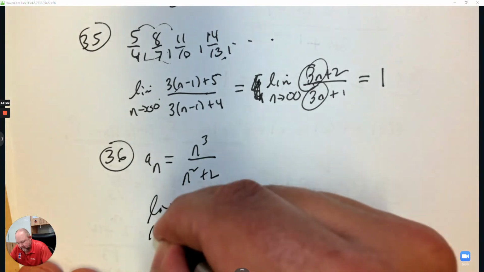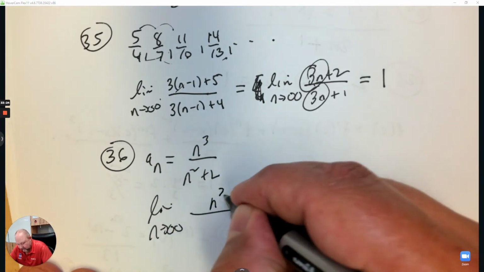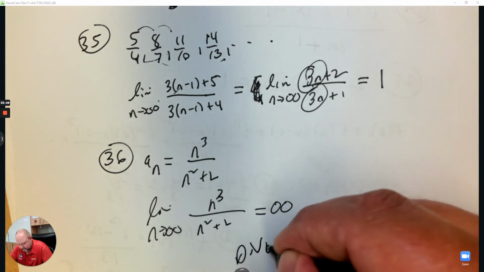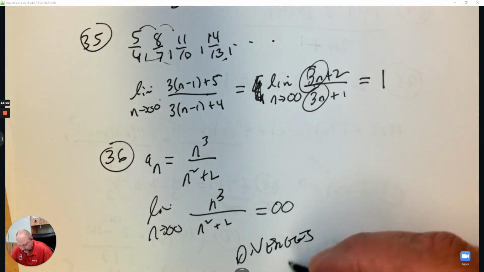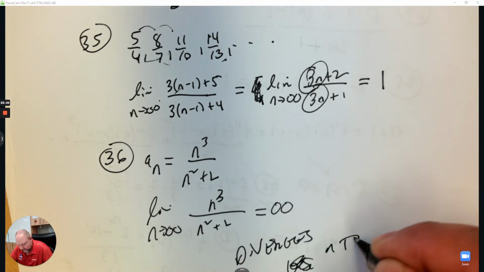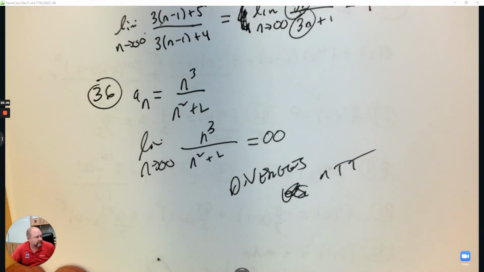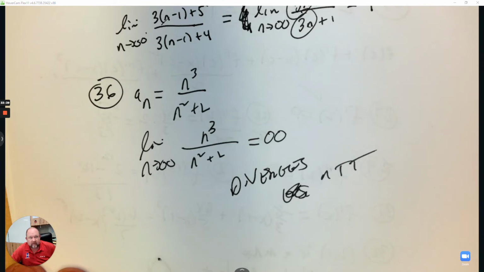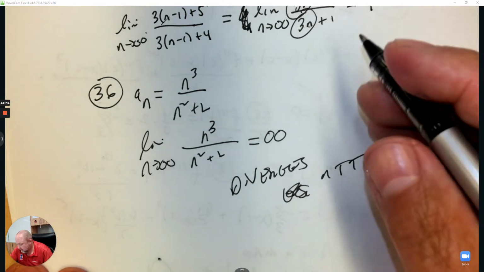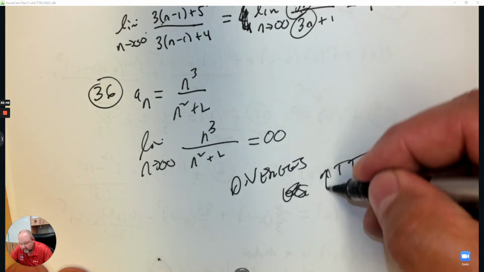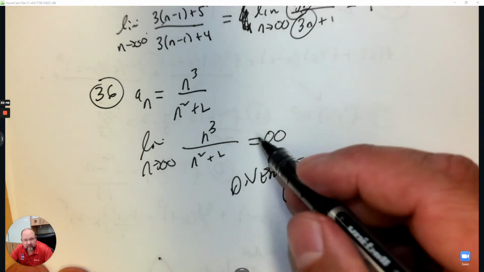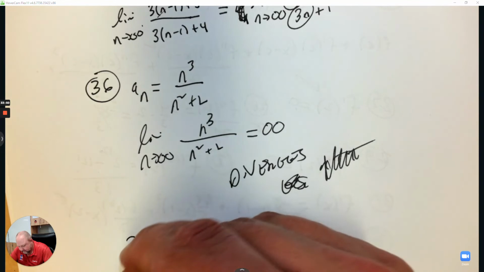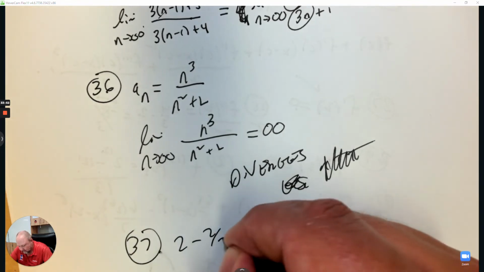So the limit as this goes to infinity, you can see the top is more powerful than the bottom, so this diverges. It's actually not a series. It just diverges because it doesn't converge to a number. 37. 2 take away 2/3.